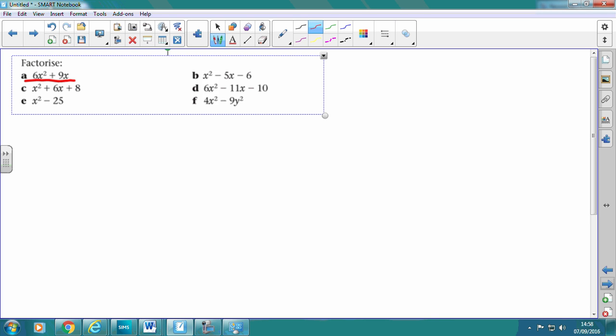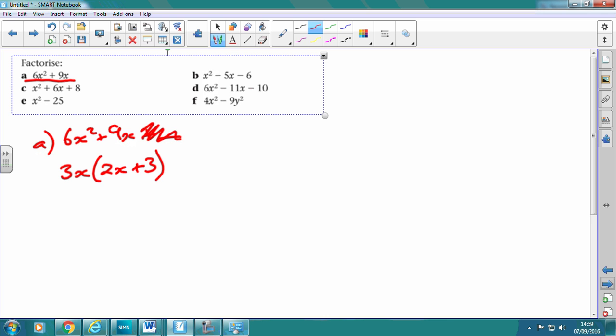But here, question A, if we've got 6x squared plus 9x, because we've got no number on the end, it means that there's only going to be 1 bracket. So just like we did last time, we find a number that goes into both of them, which is 3, and we take the x out. So 3x times something makes 6x squared. That's going to be 2x. 3x times something makes 9x. We don't need any more x's, so it's just going to be 3.